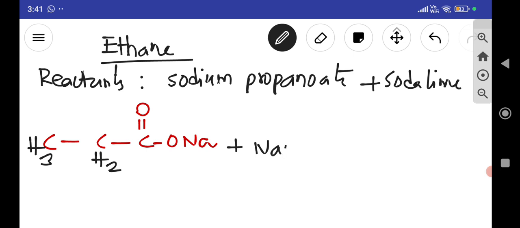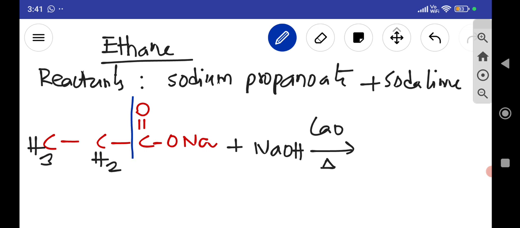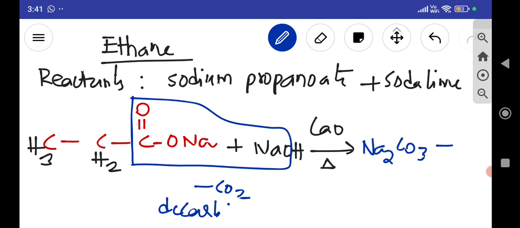Now writing the soda lime, again NaOH in the presence of calcium oxide. On heating, this will remove Na2CO3 like this, which is nothing but minus carbon dioxide, a decarboxylation reaction. So due to this we get sodium carbonate plus, what is the product obtained here? You can observe this is C2H5 and here you have one hydrogen, hence you can write it as C2H6. So in this way we can prepare ethane.